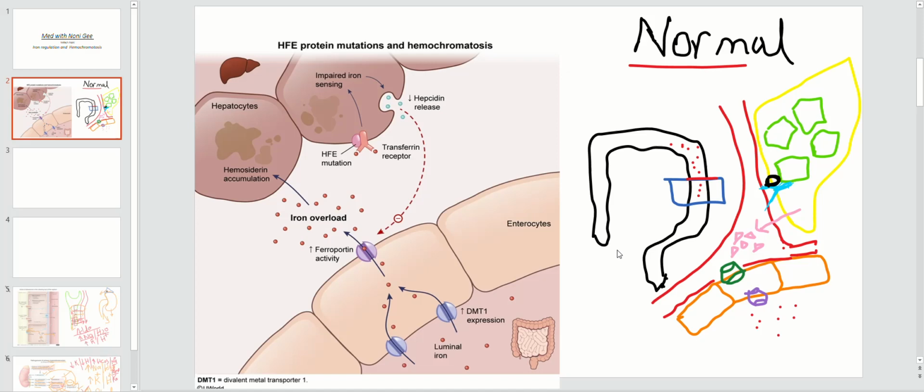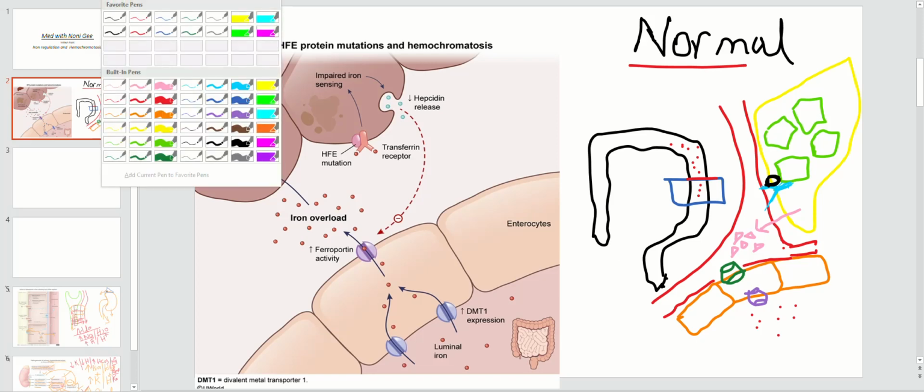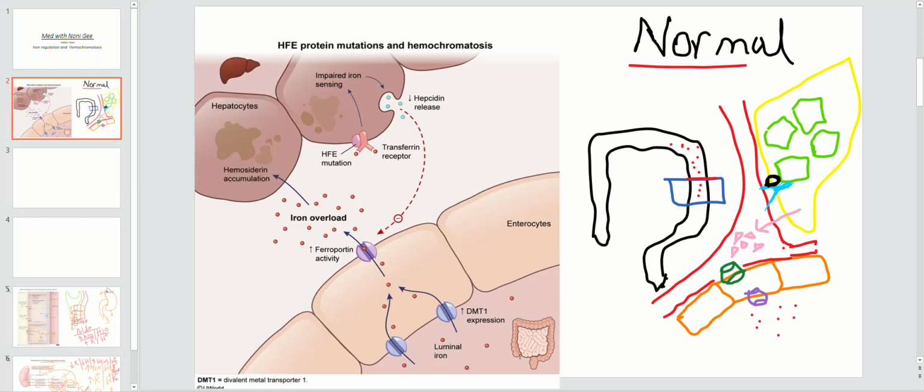So before understanding hemochromatosis or the regulation, we need to understand the normal. What is normally happening? So I drew the normal over here. What is happening when you are eating iron or when you have iron in your food? How is it absorbed and all that? Here I have drawn your intestine, as you can see, and this block is showing a zoomed-out area.